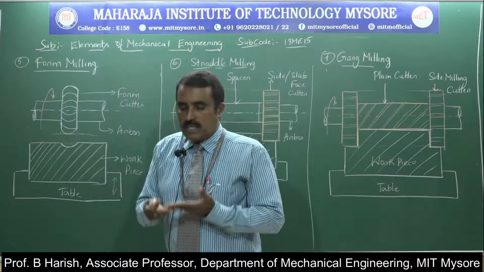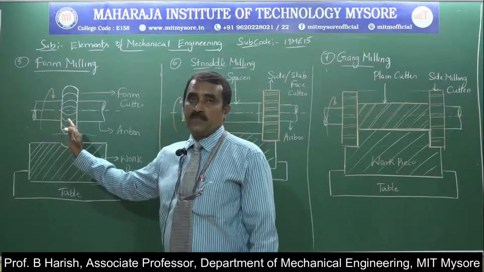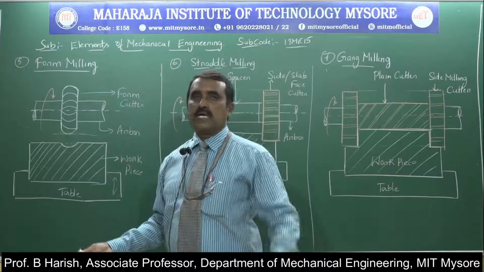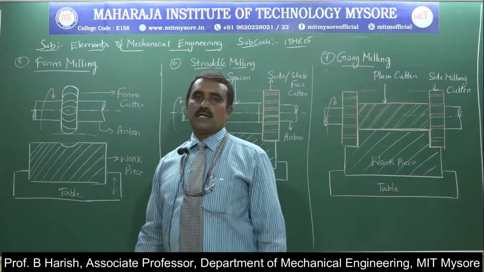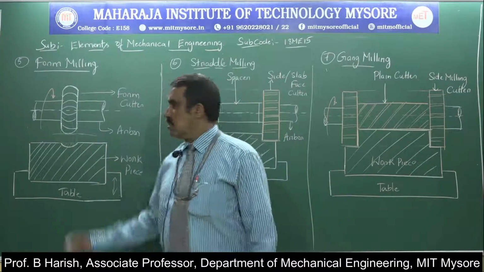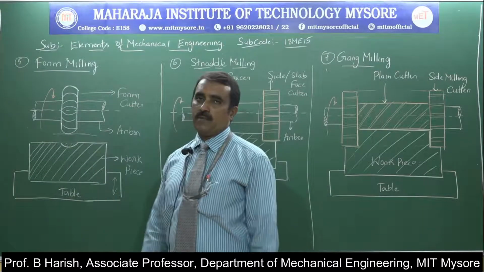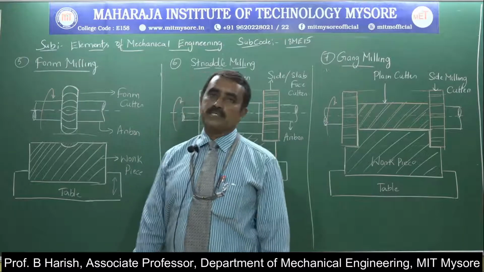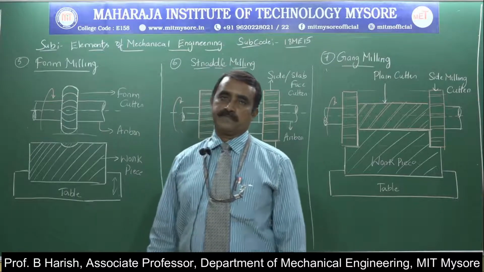Once again the table is moved. Remember the tool is fixed, so only the table is moved. This process is continued until I get the required slot on the workpiece. Once I get the required curved surface, the machine is switched off and the workpiece is removed from the table. That's how this particular operation called form milling is performed on a milling machine.